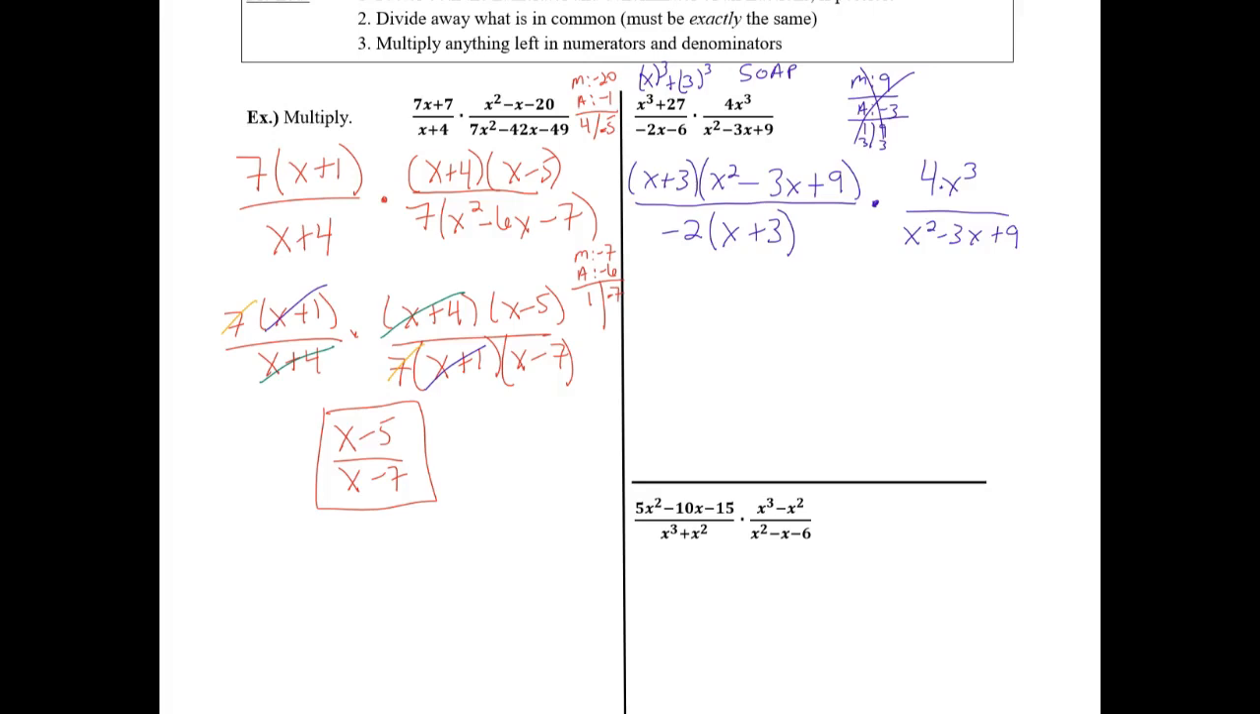But I notice that I actually have this whole factor here, x squared minus 3x plus 9, is the same thing as x squared minus 3x plus 9. That is a common factor that will divide out. I can also divide out an x plus 3 and a factor of 2 from the 4. So the only things that are left in the numerator are 2 and an x cubed, and in the denominator a negative 1. So 2x cubed divided by negative 1 is the same thing as negative 2x cubed. So that whole thing simplified down to negative 2x cubed.